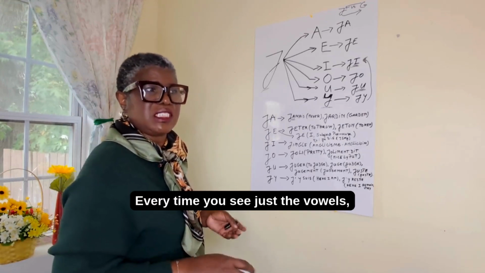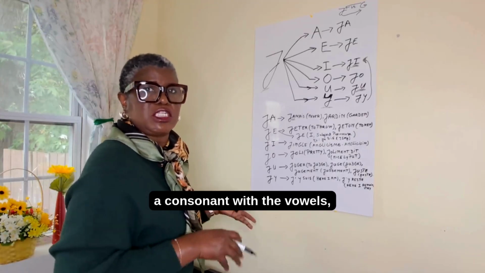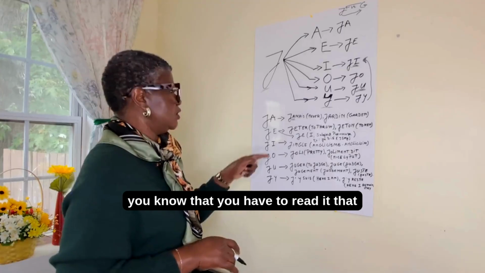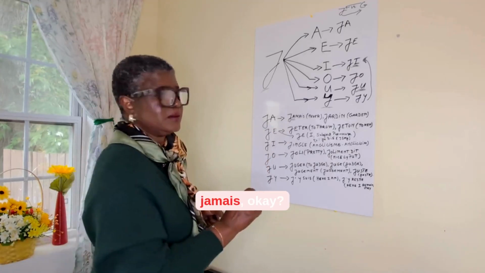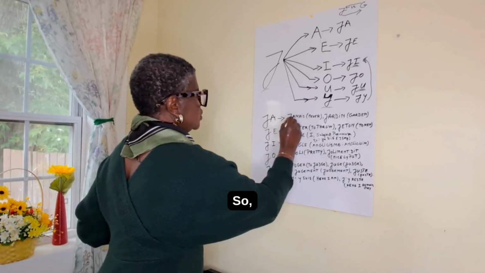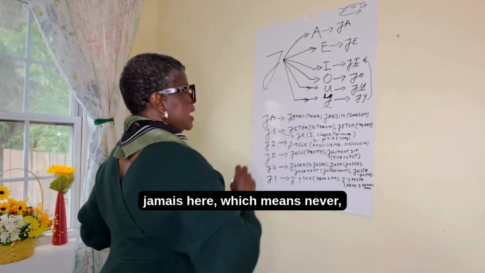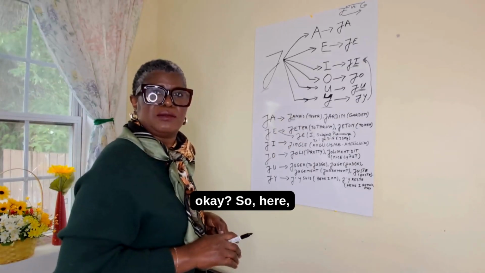Every time you see a consonant with vowels, you know that you have to read it that way. Like in the word here, jamais, okay? Jamais here, which means never, okay?